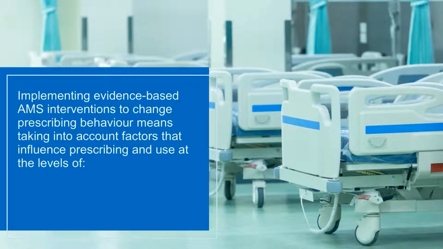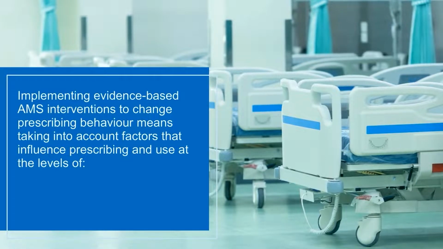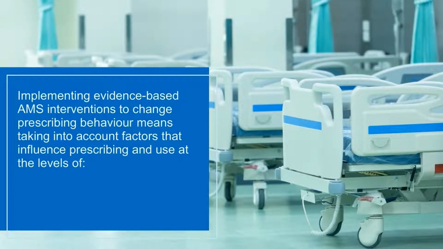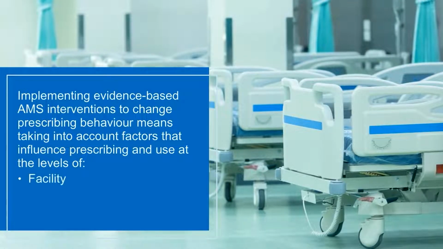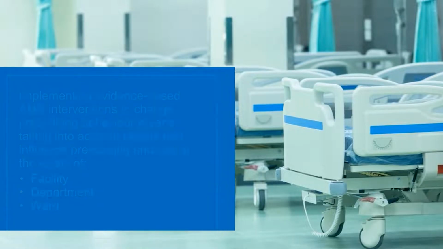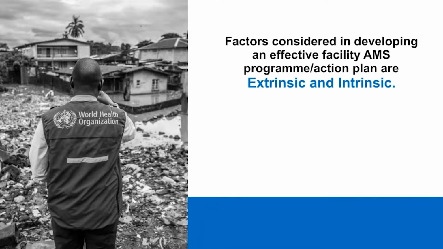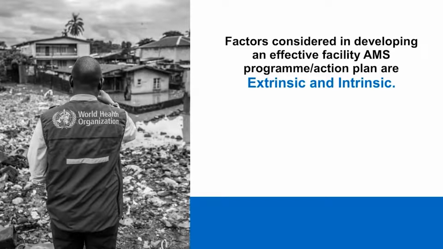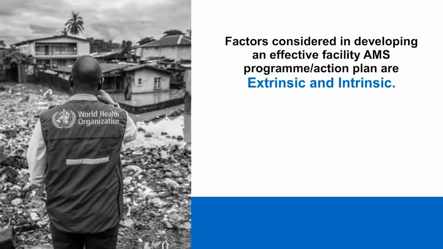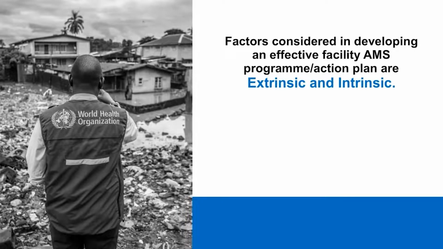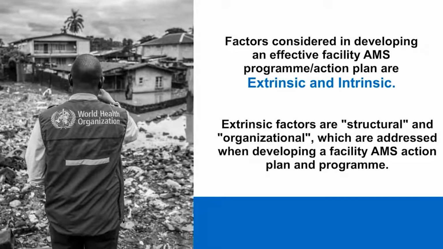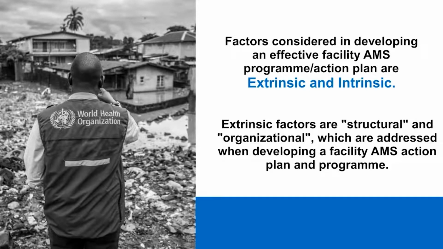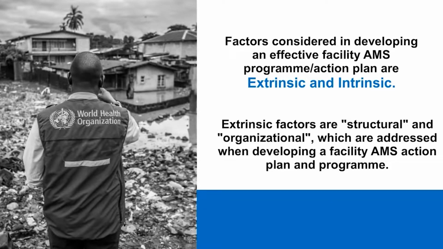Implementing evidence-based AMS interventions to change prescribing behaviour means taking into account factors that influence prescribing and use at the levels of facility, department, ward. There are two types of factors to be considered in developing an effective facility AMS program and action plan: extrinsic and intrinsic factors. Extrinsic factors are structural and organisational factors, which are addressed when developing a facility AMS action plan and program.